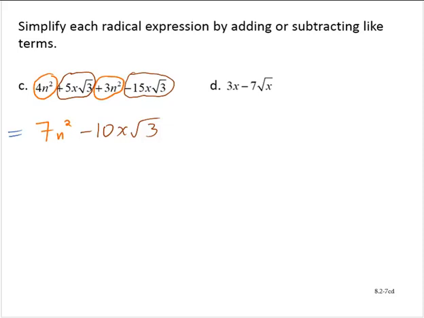Exercise D, we have 3x minus 7 times the square root of x. So we would first need to identify any like terms. And there are no like terms in this expression. Even though they both involve the x, one is an x to the first and the other is a square root of x. So these are not like terms. So this expression cannot be simplified further.